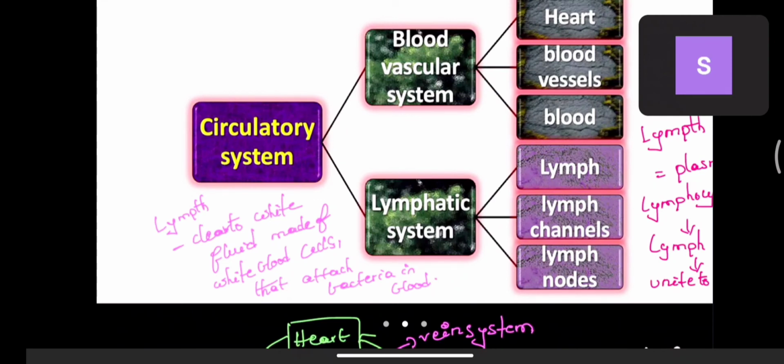We are not discussing the main heart. We are discussing another heart which is responsible for pumping this lymph, which is called the lymph heart. And how many lymph hearts are present? Four lymph hearts are present. So that system we can call the lymphatic system.